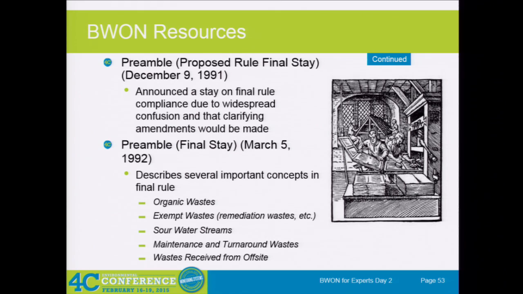The proposed rule final stay in December of '91 announced a stay on the final rule compliance due to widespread confusion. This is with all the lawsuits, Exxon, Conoco, Sun. And then the preamble of the final stay in March of '92 talks about several important concepts, and helps define some things like what is an organic waste, exempt waste. This is where you hear about remediation, your sour water streams, maintenance and turnaround waste, and then waste received from off-site.